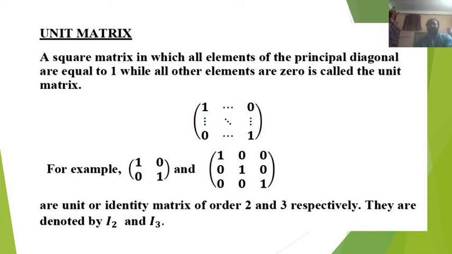What is a unit matrix? A square matrix in which all elements of the principal diagonal are equal to 1 while all other elements are 0 is called the unit matrix. Diagonal elements are all 1 and other elements are 0. For example, [1 0; 0 1] and [1 0 0; 0 1 0; 0 0 1]. This is an identity matrix or unit matrix of order 2, I2, and this can be written as I3 for order 3. They are denoted by I2 and I3.